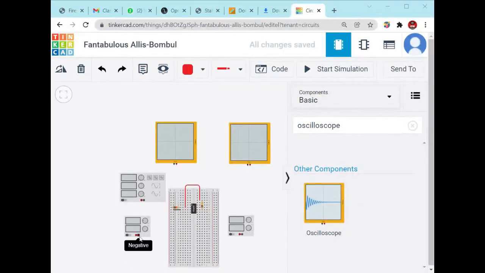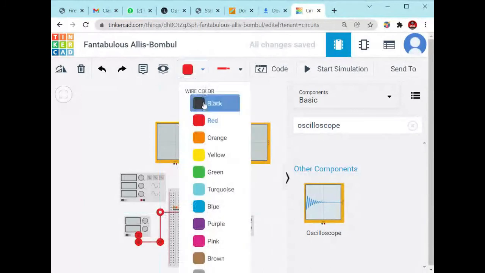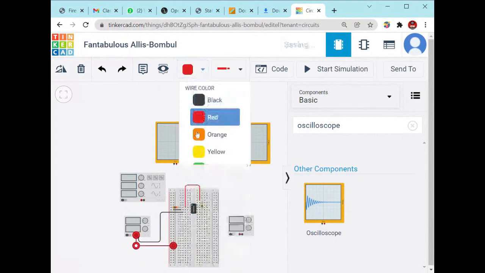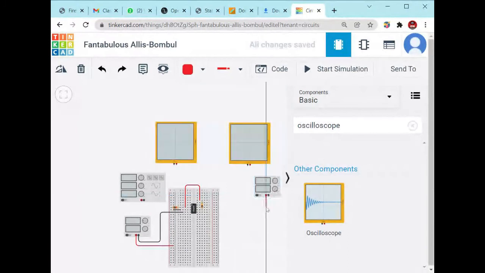From here you will find this negative pin. Select this negative pin and connect it to the last pin. This is your negative pin. I'm making this negative black. Now this one is your positive. So positive should be connected to this. Change the color to red. So here is your positive.